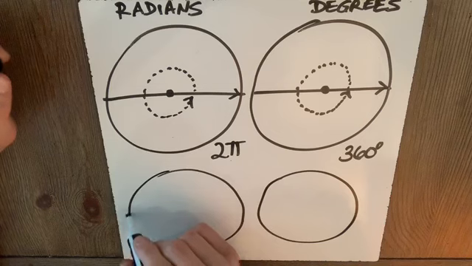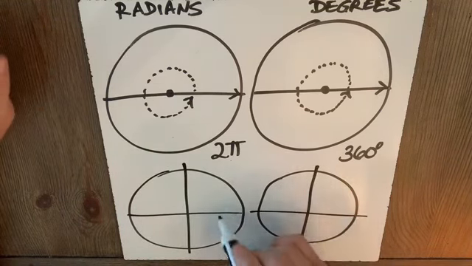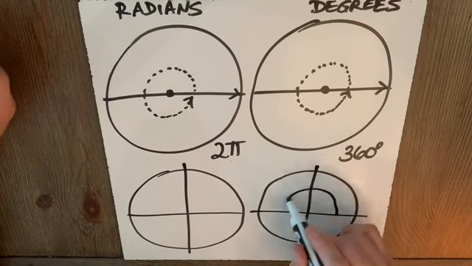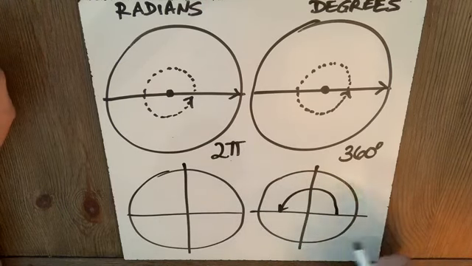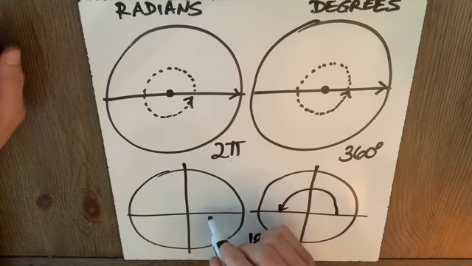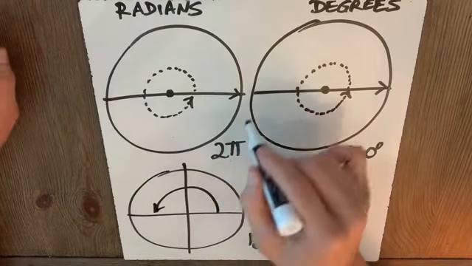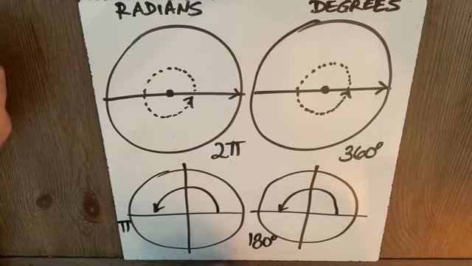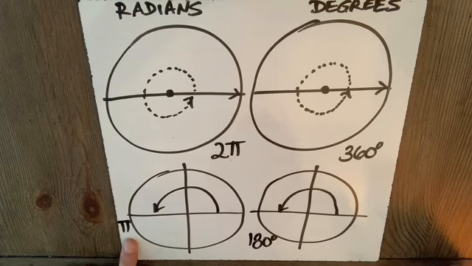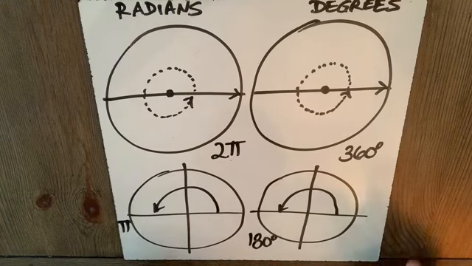On a similar note, if I do one half of a circle in degrees, we say that this is 180 degrees. If I do the same angle in radians, well, if once around the circle is 2 pi, then one half of a circle is pi radians. So these are good to know.